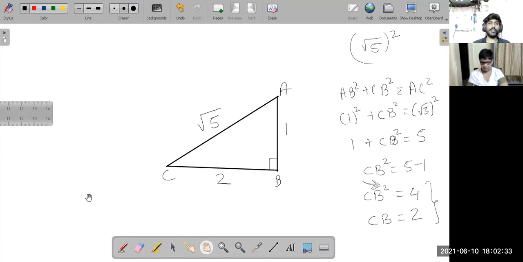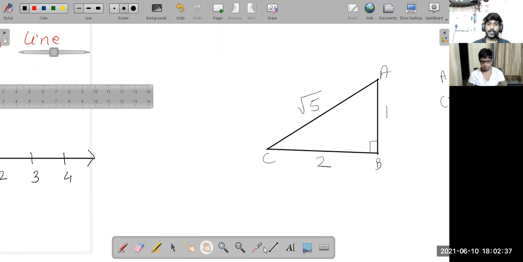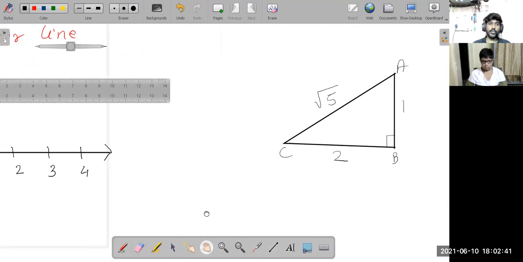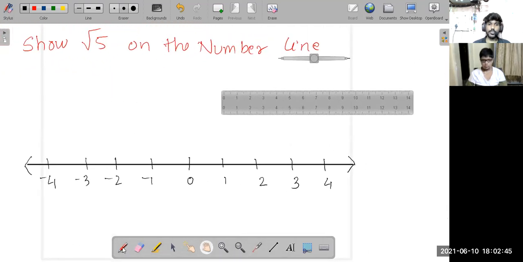Now come to your number line. So what did we get, CB? We got 2. Now on your number line, at point 2, you start there. So you name that as point A or whatever you want. I'll name it as point A. Look here first, pay attention here after this.